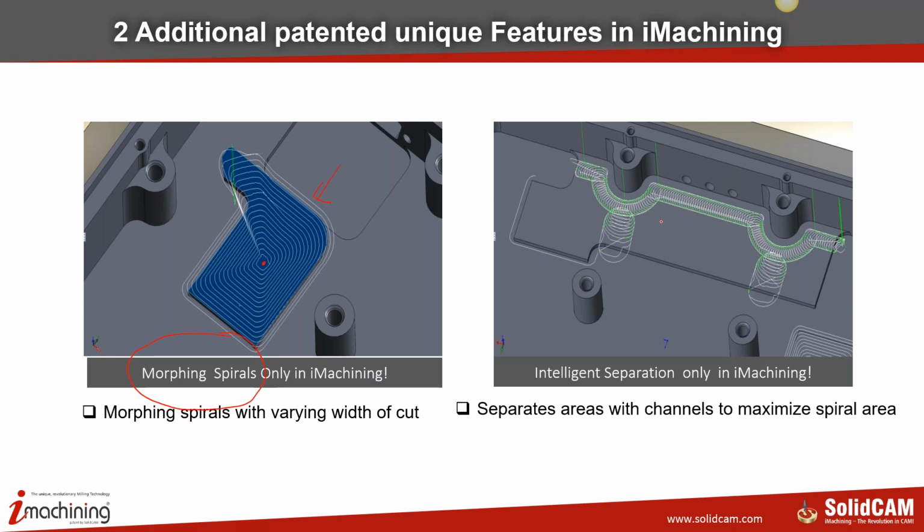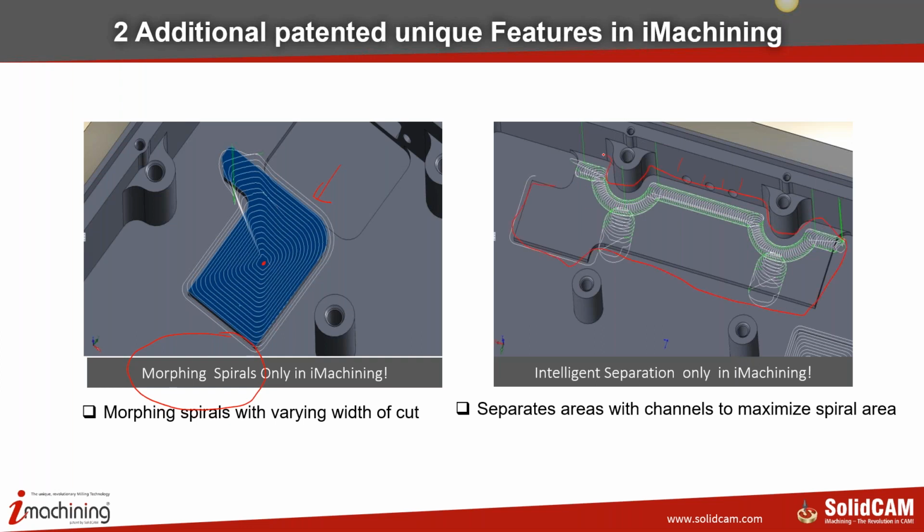For example, in the second image that you're looking at, I have a wall here. Obviously, I cannot generate a morphing spiral. The morphing spiral, because that's our highest priority, iMachining tries to find ways to apply morphing spiral even in this situation. What it will basically do is, if this was my volume to be cut, okay?